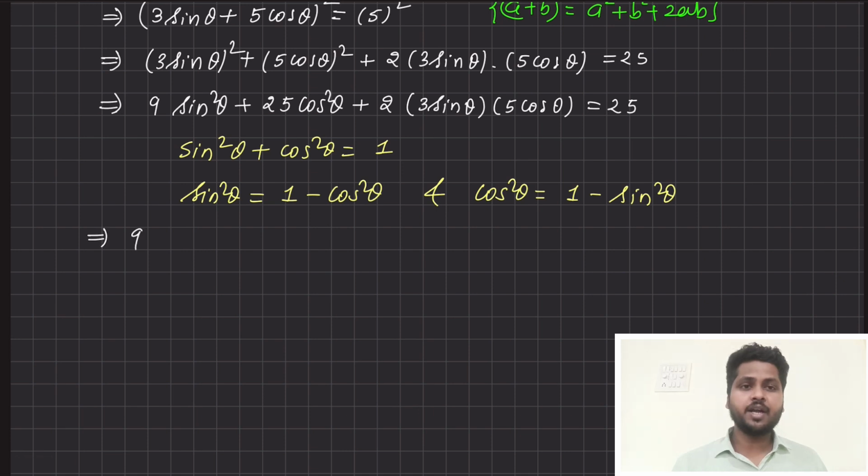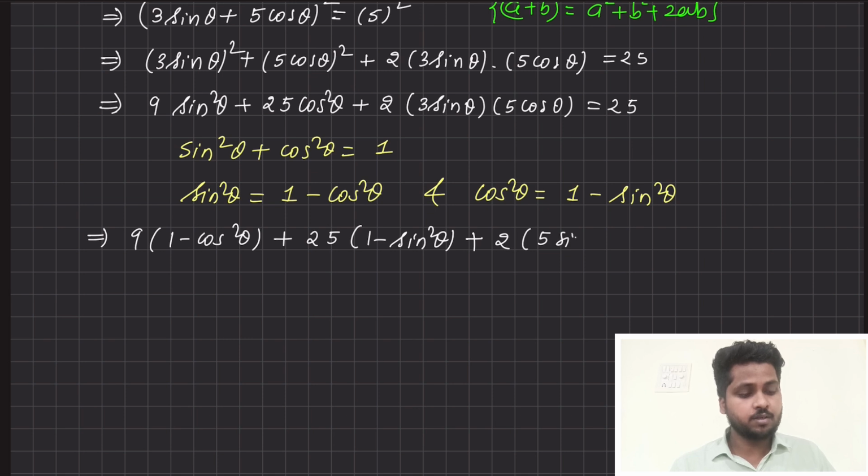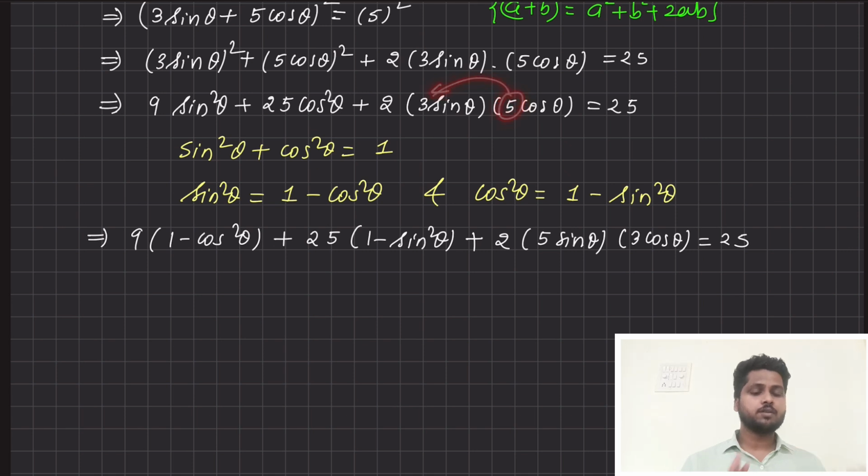So we'll get 9 times 1 minus cos square theta plus 25 times 1 minus sin square theta plus the remaining part is 2 into 3. I need 5 here, so I can write 5 sin theta and here also 3 cos theta. Now I will explain how I write this, because since it is multiplication, you can interchange the numbers. So 3 can multiply with cos also, and 3 can multiply with sin also, 3 can multiply with 2 also. But I need 3 to be here, so I will take it with cos theta, and 5 to be here, so I will take it with sin theta.